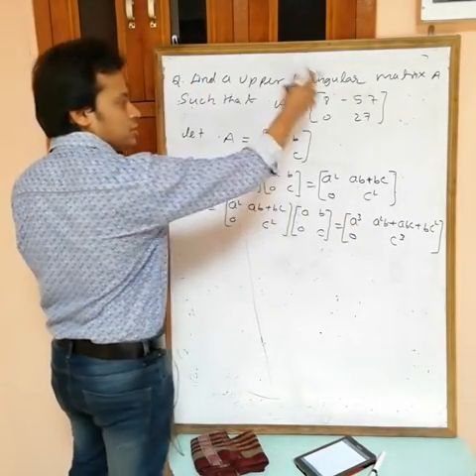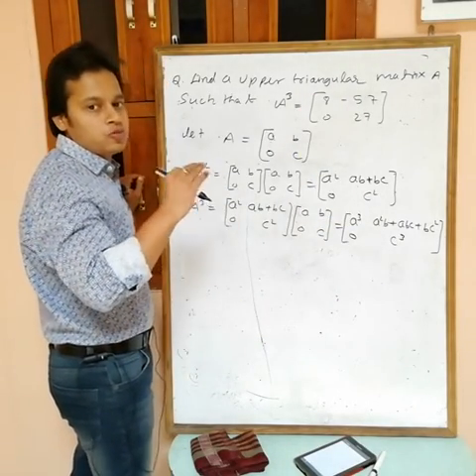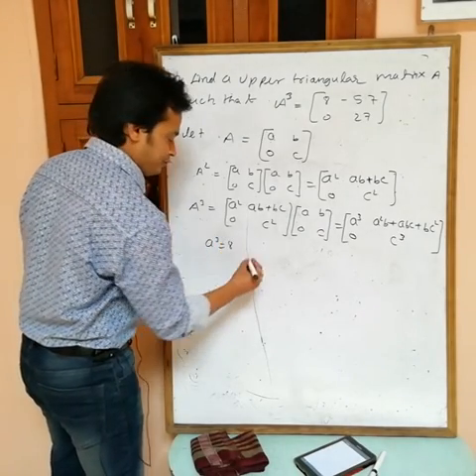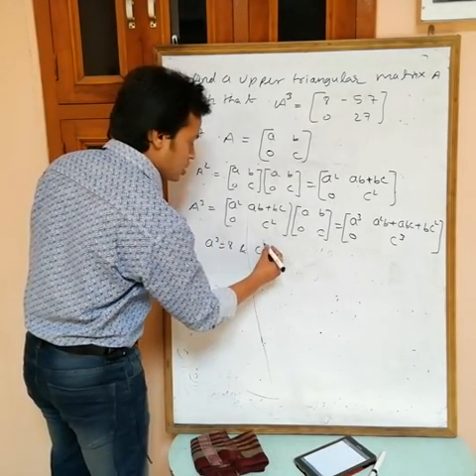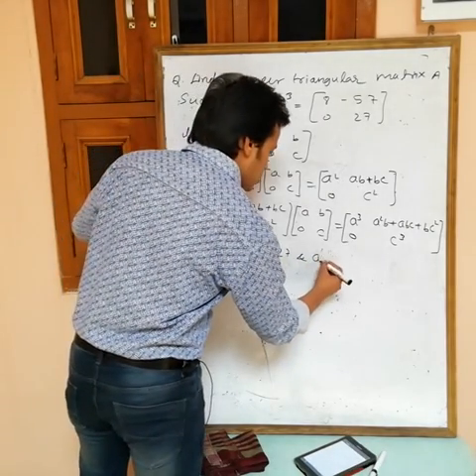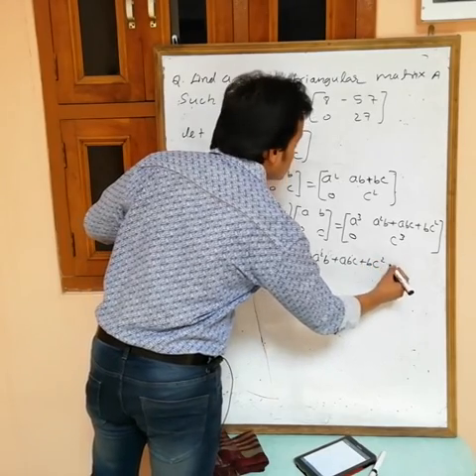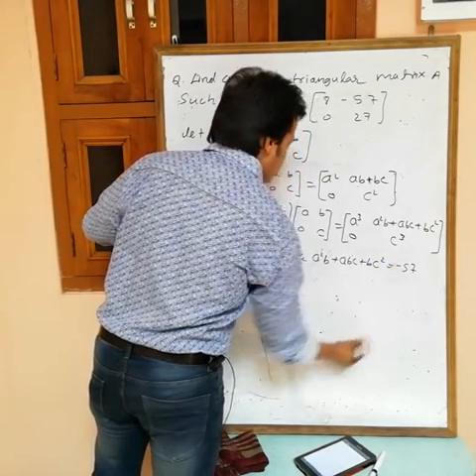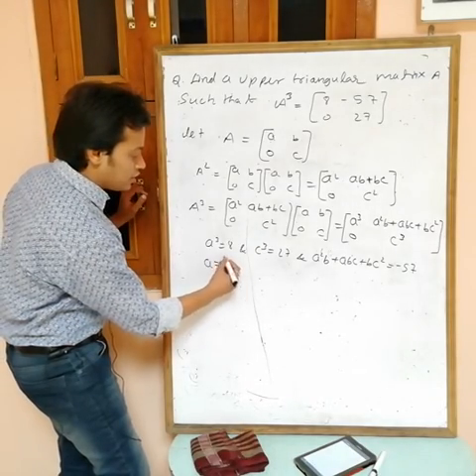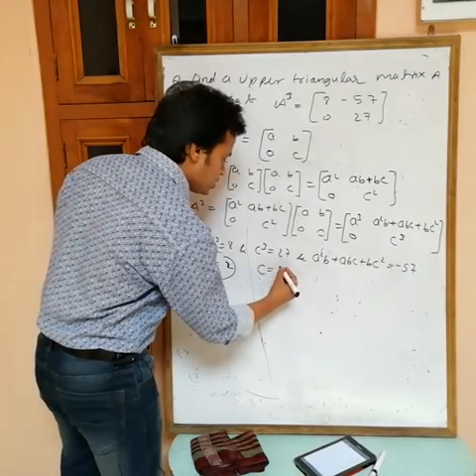This is A cube and this is also A cube, so these two must be the same. Then all the corresponding elements must be the same. So a cube is equal to 8, c cube is equal to 27, and a square b plus abc plus bc square is equal to minus 57. A cube equals 8, then a equals 2 because 8 is 2 cube. C cube equals 27, then c equals 3.